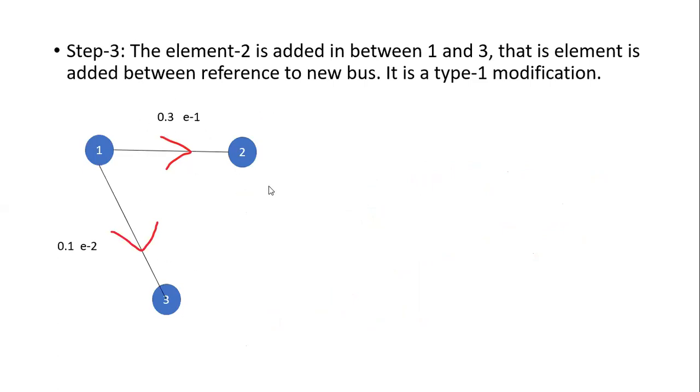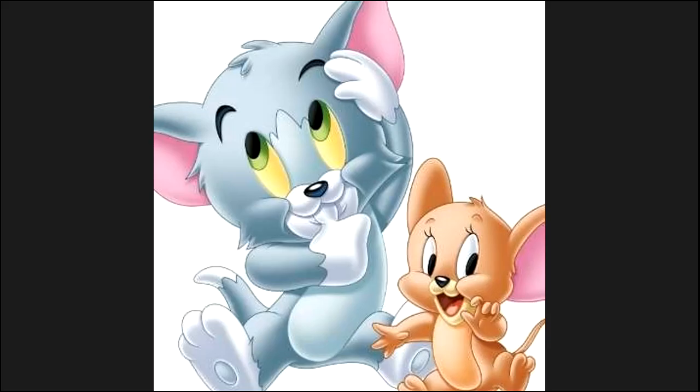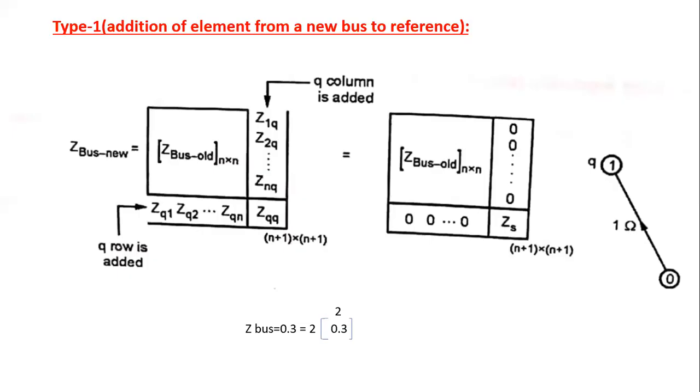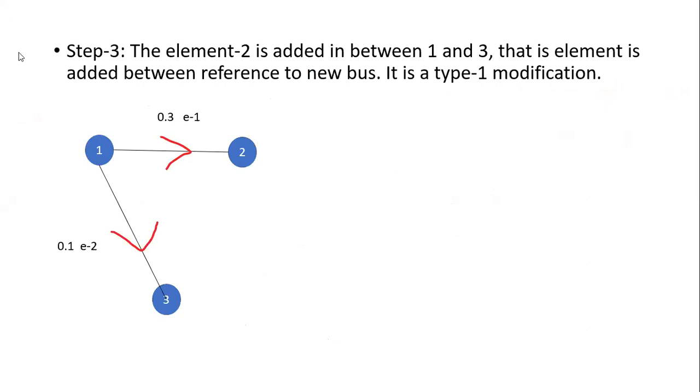Z-bus old, Z1Q and so on, ZQ and ZQQ, that is the 0, 0, 0 and ZS. And then the formula for the Z-bus: Z-bus is equal to 0.3. Here 1 is the reference bus, then we are considering this as 2 and this as 2. This is the Z-bus old matrix. After completing step 2, next coming to step 3.